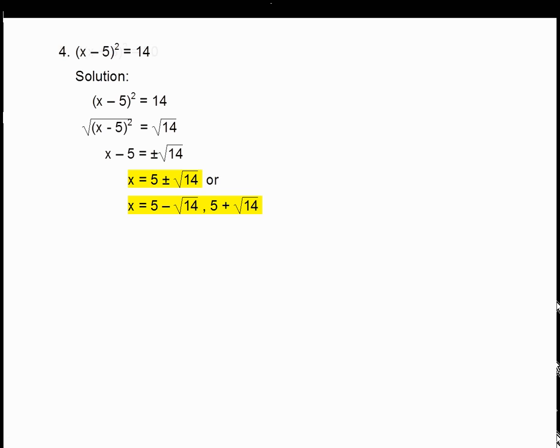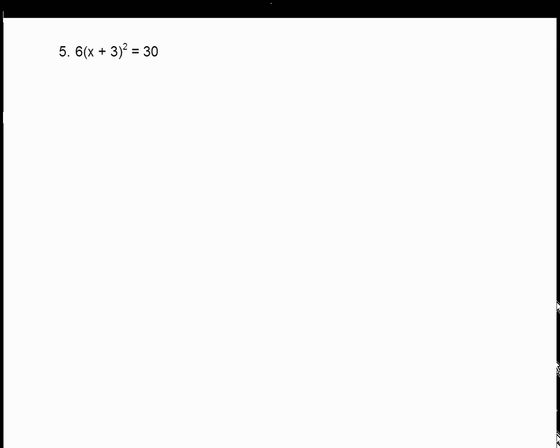And let's take a look at one more. I have 6 times x plus 3 squared equals 30. Okay, this almost looks like number 4 except for this 6. So the first thing we should do is divide by 6. So I'll have x plus 3 squared is equal to 5. And now it looks like number 4. Take square roots of both sides. On the left-hand side, the square root gets rid of the square. On the right-hand side, you have plus or minus the square root of 5.